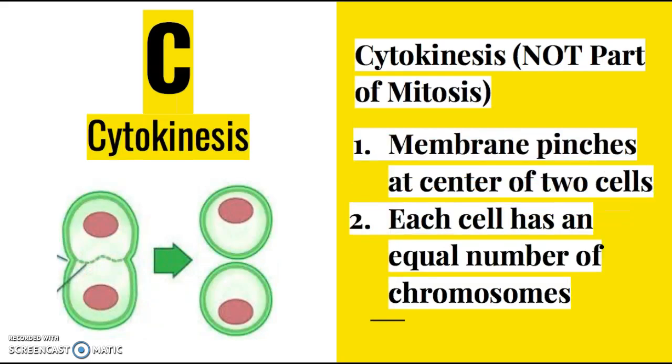Now the last step we're going to talk about is not part of mitosis either, right? Like interphase, it's not part of mitosis, but it's part of the cell cycle, and that's cytokinesis. Cytokinesis. It's basically a big fancy word for when we're going to split these cells apart. Okay, so the cell membrane is going to pinch at the center, and each cell is going to have now the same number of chromosomes.